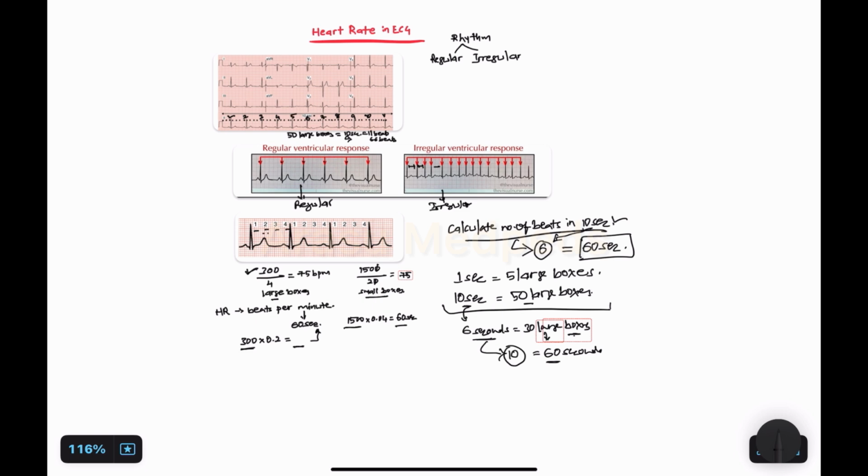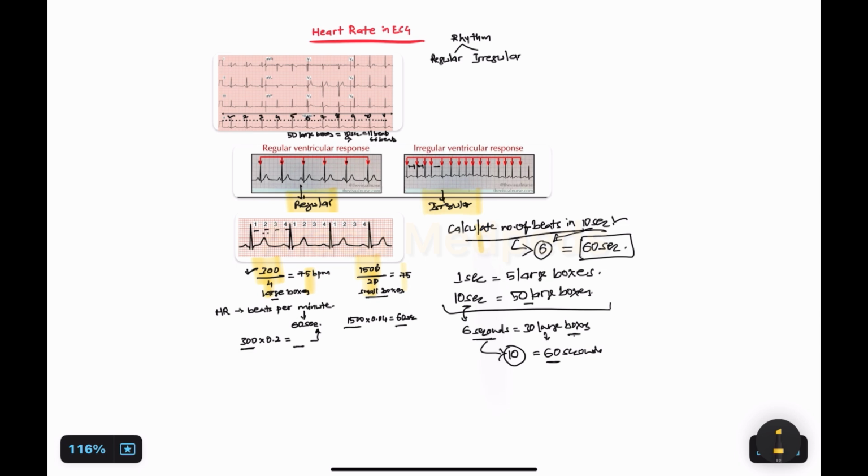This is how we will calculate heart rate. Just to summarize, whenever we start calculating heart rate, first check whether the rhythm is regular or irregular. Suppose it is regular, take the constant 300 and calculate the number of large boxes between the tips of the QRS complexes. Divide it with that number, we will get the heart rate. If we want to be more accurate, take the constant 1500, calculate the total number of small boxes and divide it with that number, we will get the heart rate.